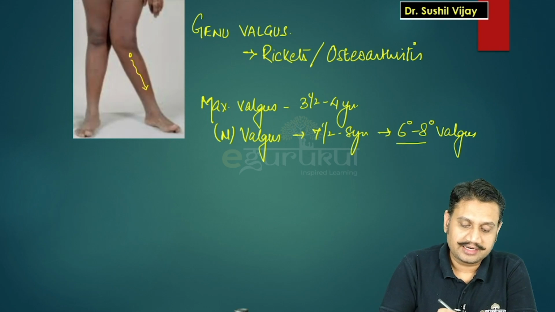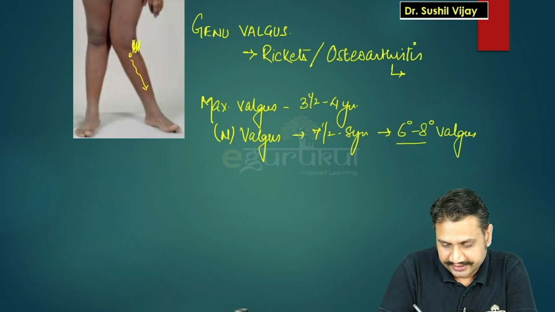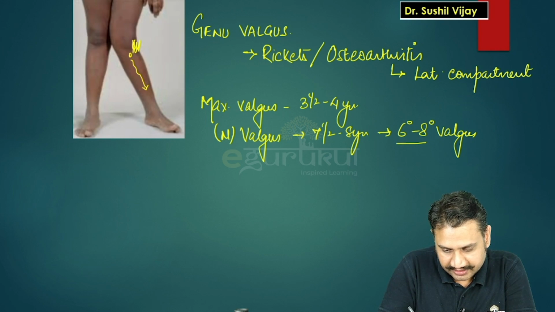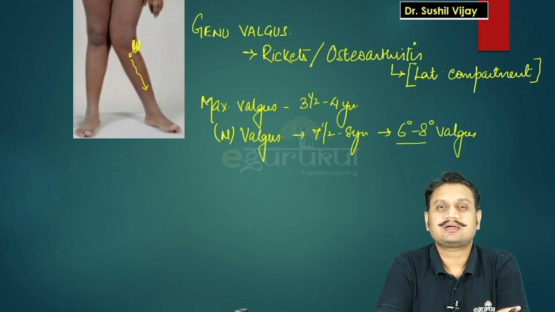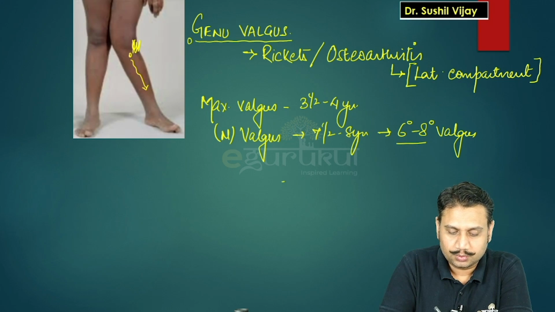And again, talking about osteoarthritis, when there is arthritis of the lateral compartment, the patient gets a valgus deformity. So lateral compartment osteoarthritis leads to a genu valgus deformity.